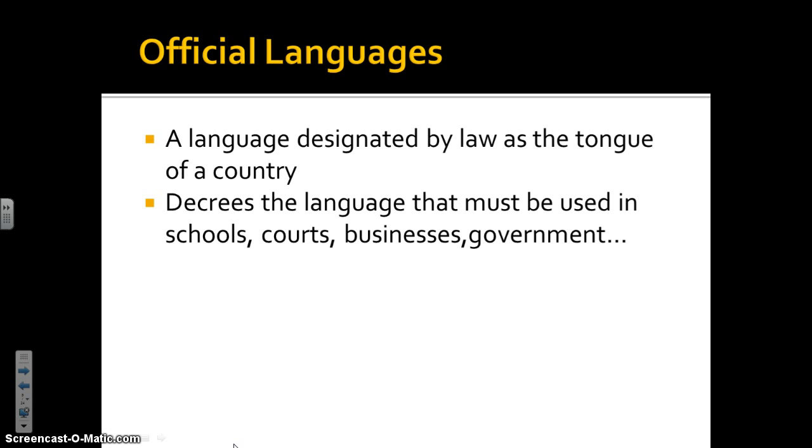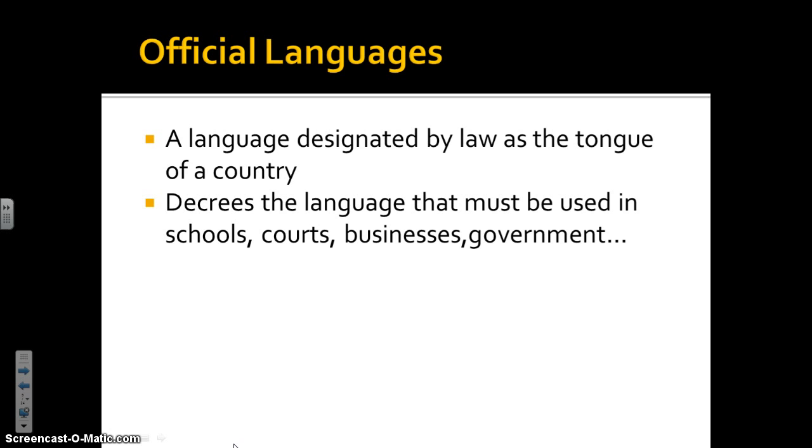France, on the other hand, does have an official language. It's French. And so if you ever go there, your government documents are only going to be in French because everyone is expected to know French. So the official language can be decided by the government. You can have multiple official languages.